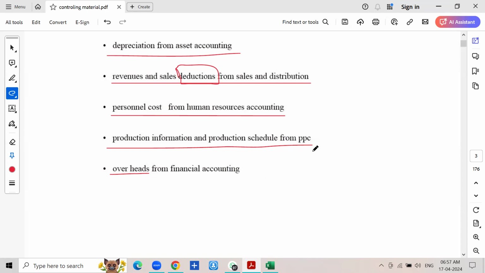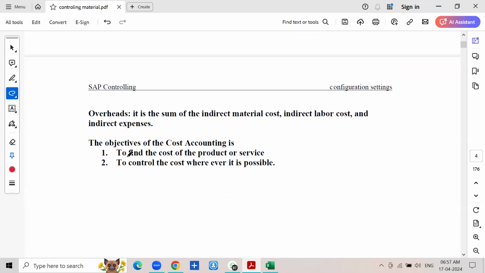So what is overheads? This is the most confusing concept. For most of the students, this is the most confusing topic, overheads. Now I'm going to explain what overheads is from the academic point of view. Overheads means the sum of the indirect material cost, indirect labor cost, and indirect expenses. So you have to understand what is indirect material cost, indirect labor cost, and indirect expenses. That's very, very important to understand.